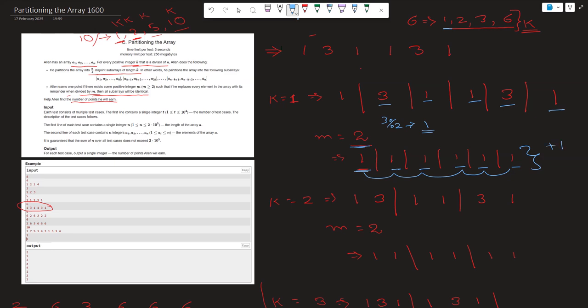Now if we take k as 2, the groups will be divided as follows: 1 3, 1 1, 3 1. So these are the groups that we will be dividing it into.